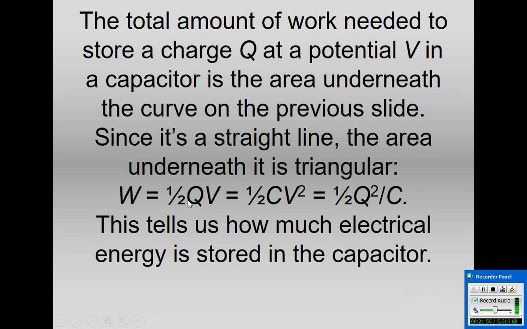The area underneath the curve is 1/2 base times height. The base is the voltage, the charge is the height, so 1/2 QV. But remember, we also have the relationship between Q and C and V. Q is equal to CV. So I could say that the work is 1/2 CV squared, or I could say that the work is 1/2 Q squared over C. Each of these three expressions, no matter which one you use, is going to tell you how much electric potential energy is stored in the capacitor.